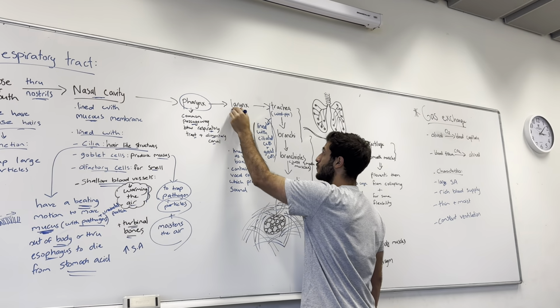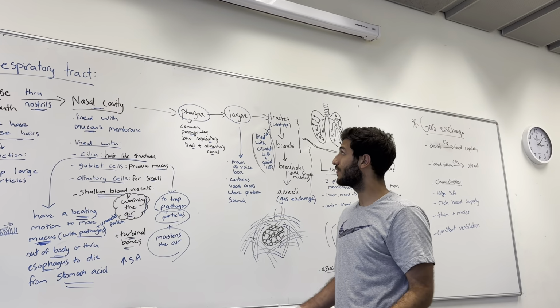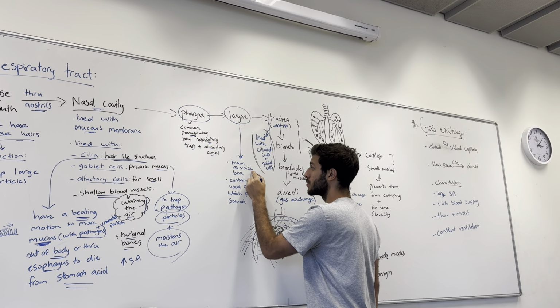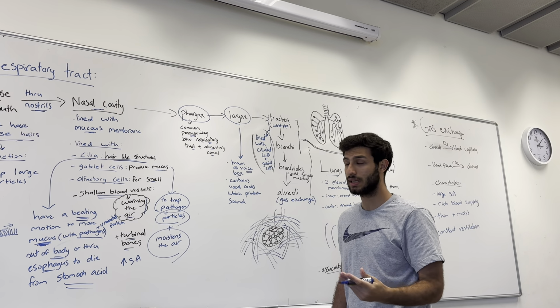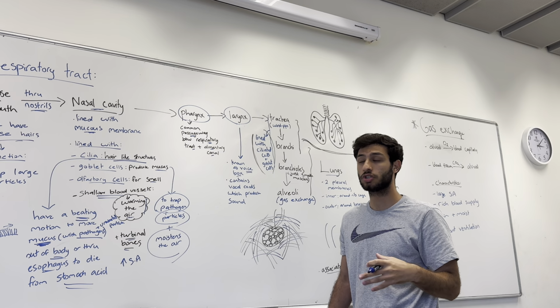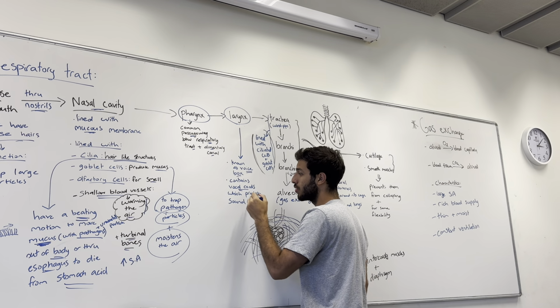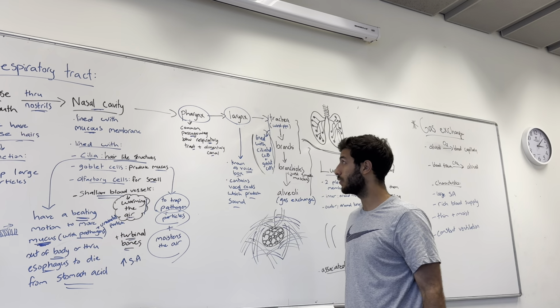After the pharynx, we move to the larynx. Now, what is the function of the larynx? The larynx is also known as the voice box. So what does that mean? It's responsible for the production of sound. It contains vocal cords which produce sound.